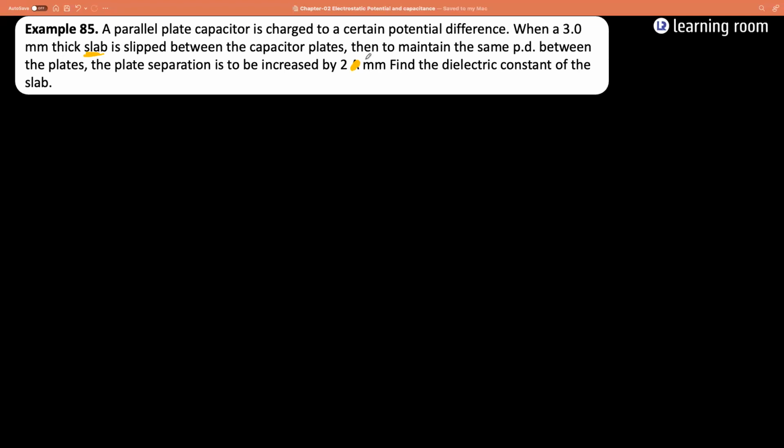So do it stepwise, okay? A parallel plate capacitor is charged to a certain potential difference. Let that potential difference be V naught. When a 3 mm slab is slipped between the capacitor plates, what will happen to the value of V naught? V naught will be equal to, can I write it as E naught into (D minus T plus T by kappa), where that value of T is going to be 3 mm.